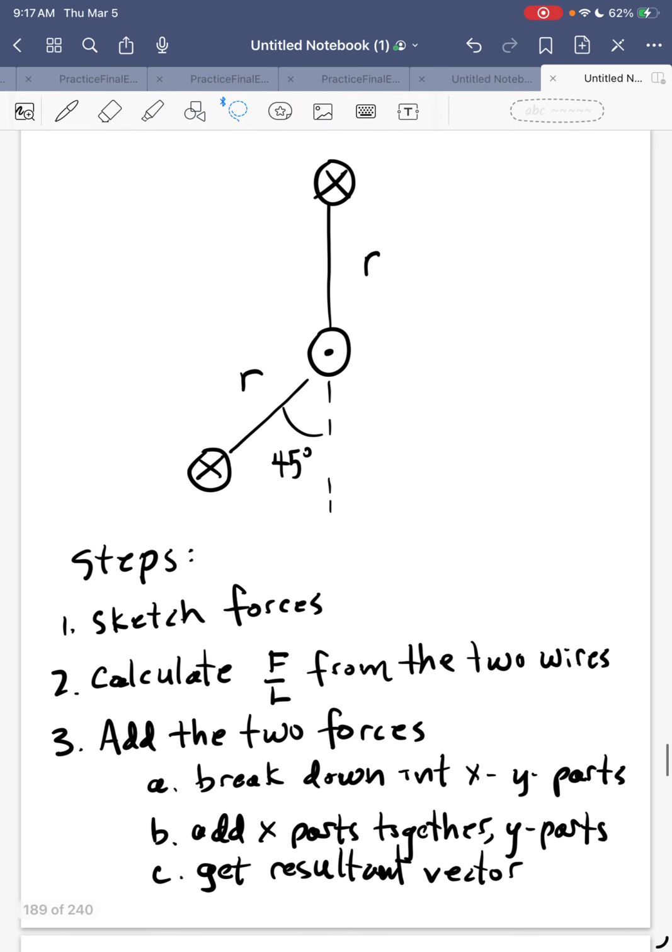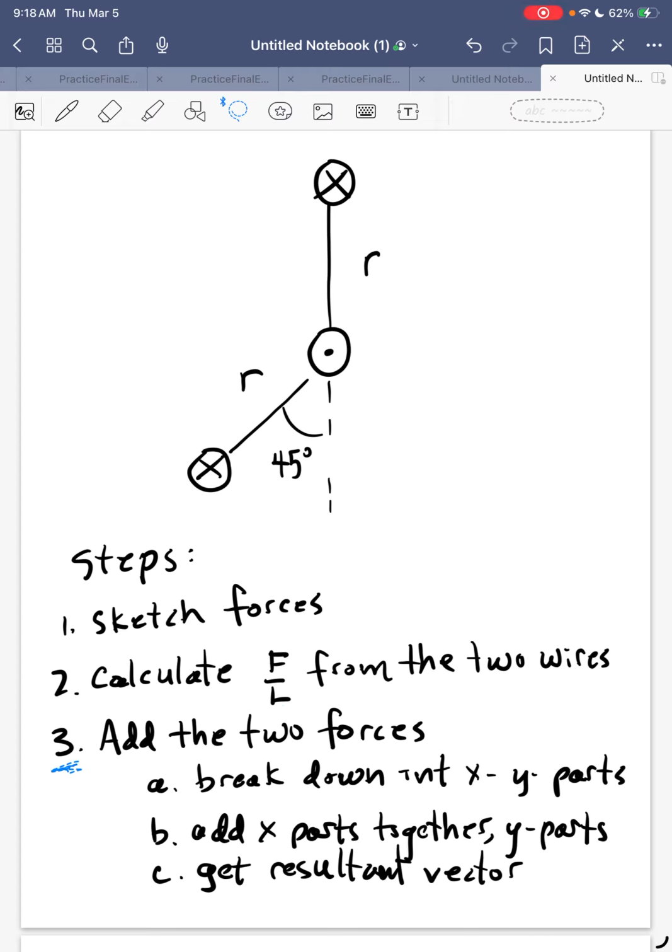So here we go. First, we're going to sketch the forces and just take a rough look at what these forces should be producing as a resultant vector. That'll give us an intuitive idea about what to expect. Then we're just going to calculate the magnitude of the force per unit length from each of the wires. Since they have the same amount of current, all the wires do, and the same distance, then all I have to do is calculate that once, and I can use that number again and again.